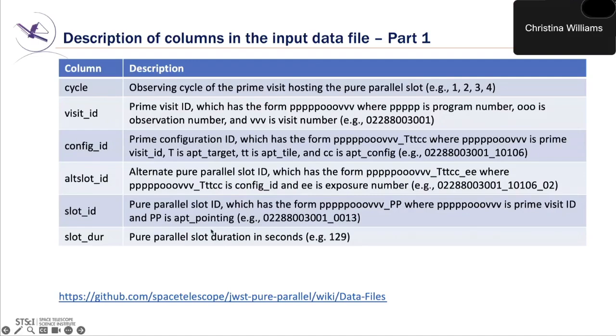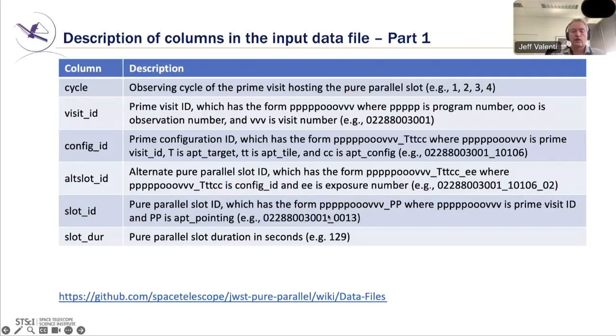And then there's a slot ID, which is what we saw in the APT, once you had an approved program, there were all these slot IDs that were assigned to you, and you could connect your pure parallel observations with those slot IDs. Those slot IDs don't actually indicate when the configuration changes in the prime, which is why I said that was an issue. So this file also has an alternate slot ID, which just basically has the config ID plus a counter that increments for dithers usually, although it could be multiple exposures without dithering.